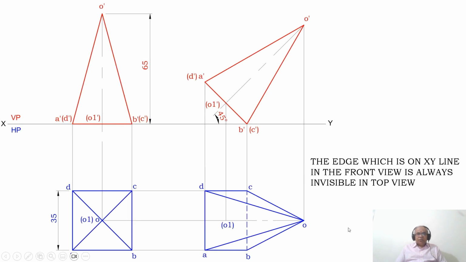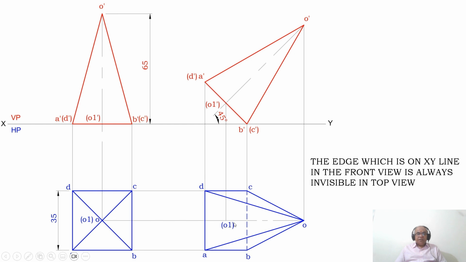Then, as you look from the top view, the edge which is on the XY line in the front view is always invisible in the top view. So which is the edge which is on the XY line in the front view? The edge which is on the XY line in the front view is B dash C dash. When you look from the top view, that edge becomes invisible. So you mark B to C with a dotted line. B to C with a dotted line. So this is how we write the condition of visibility in the second position top view.